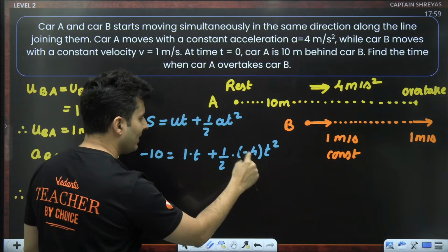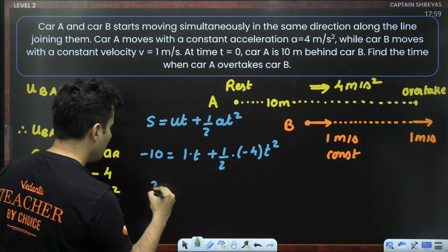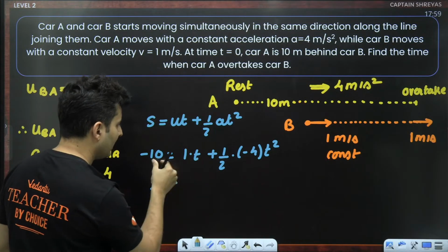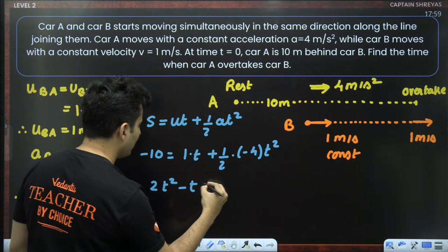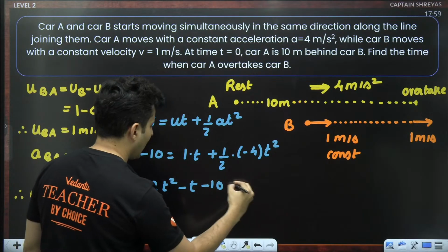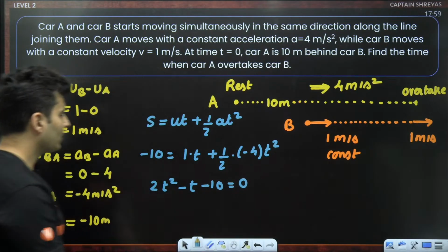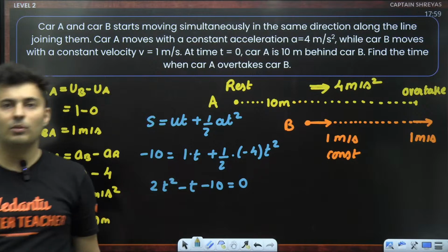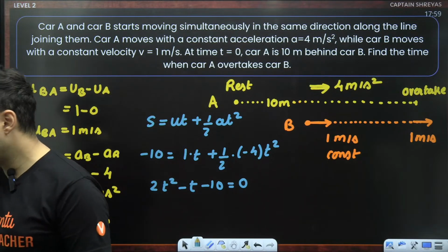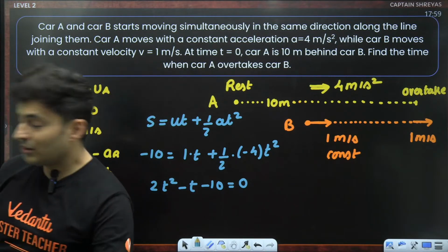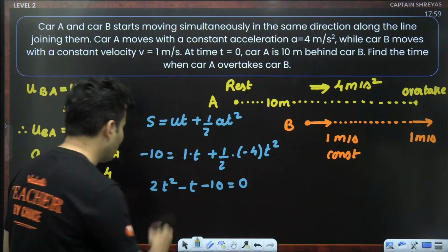2 and minus 4 will make it minus 2. Bring it on the other side. It will become 2t square. Bring this also on the other side. It will become minus t. And this minus 10 is as it is. This is equal to 0. Wow, this is a quadratic equation now. But don't we know how to solve the quadratic equation? Of course we know.